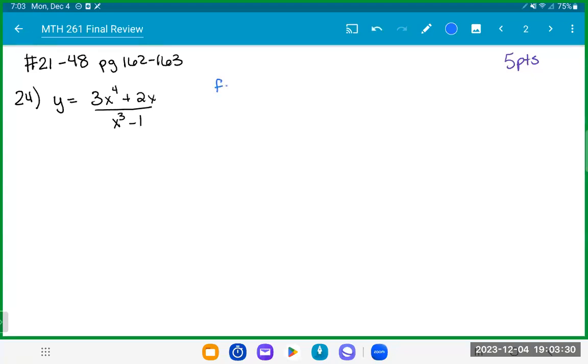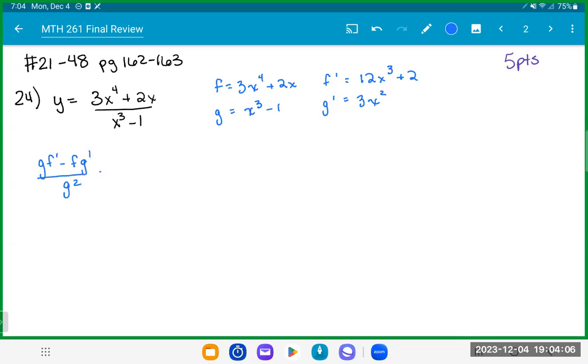This really is just using the quotient rule. So if we look at what is our f function, that's 3x to the 4 plus 2x, and our g function is x cubed minus 1. So we take the derivative of each of those, and we get that our f prime is 12x cubed plus 2, and our g prime is 3x squared. Okay. So using the quotient rule here, we will take our g f prime minus f g prime divided by g squared.